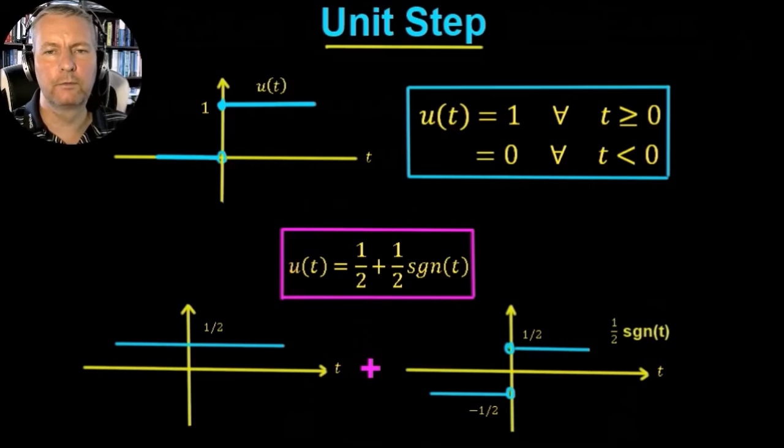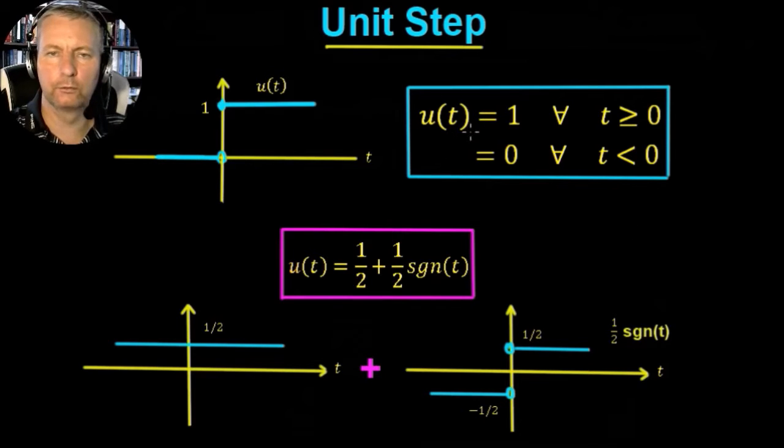Today we're going to look at another important function called the unit step function. We've drawn it out here graphically and also written it mathematically. Graphically you can see that this function has a value of 1 whenever t is greater than or equal to 0 and a value of 0 when t is less than 0. And this is it written out mathematically.